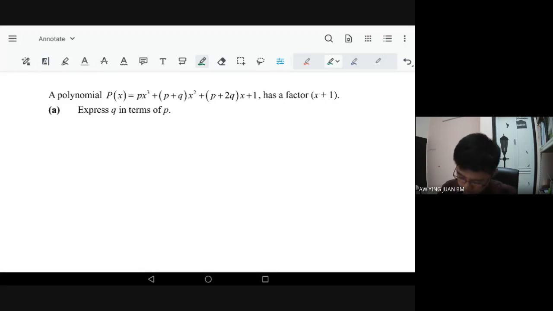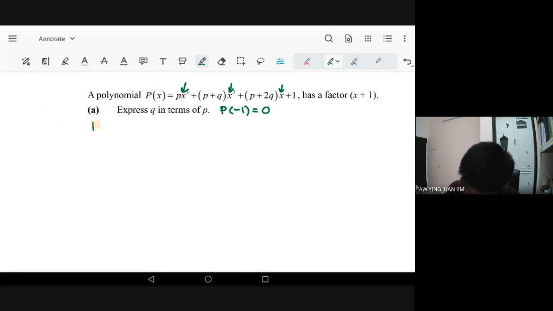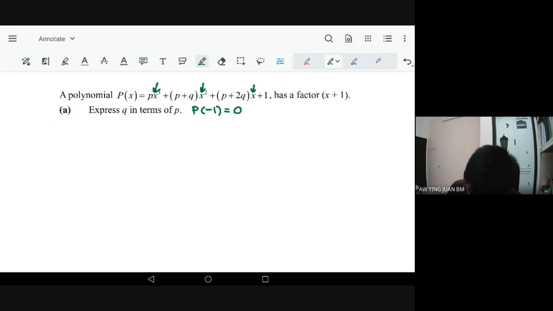x plus 1 has a factor. So in here, p(-1) equals 0, meaning that we have to substitute x with negative 1. So p(-1): we have negative p plus (p plus q). Negative 1 squared is 1, so ignore. Then for this part, it is a negative 1. So we have negative p, negative 2q plus 1 equals to 0.